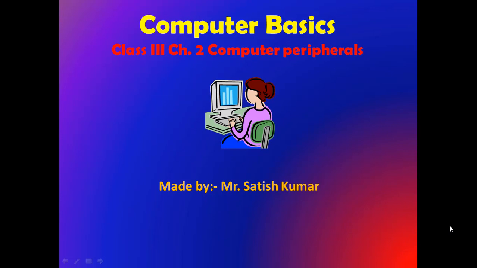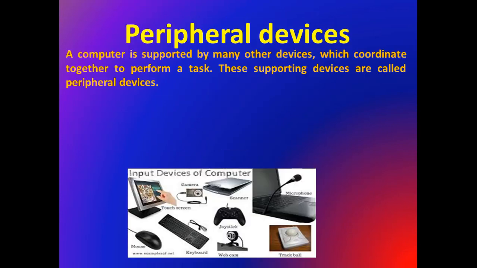So are you ready? Start. First of all, we have to understand what peripheral devices are. A computer is supported by many other devices which coordinate together to perform a task. These supporting devices are called peripheral devices. Already, students, I have told you the extra parts other than the main essential parts like your keyboard, mouse, CPU.